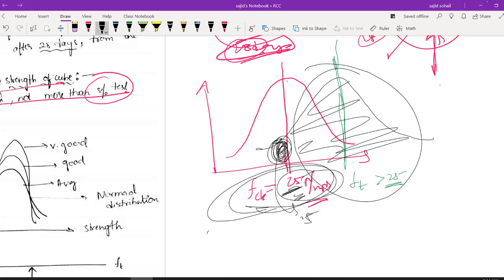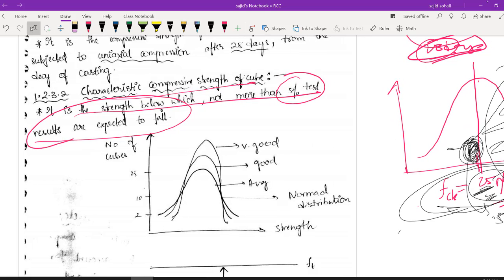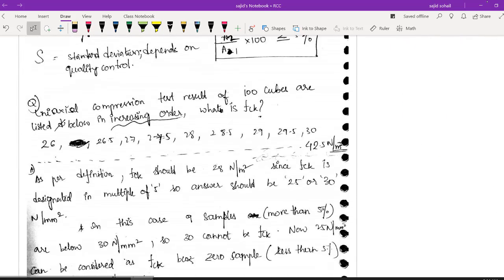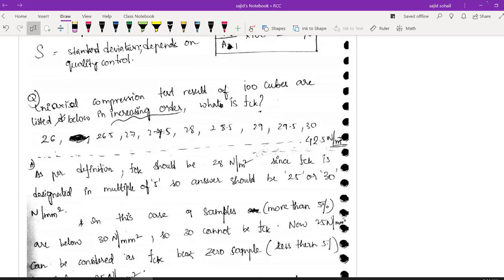What is this characteristic strength? Let us be very clear again. It is the strength below which not more than 5% of test results are expected to fail. I hope you got the concept. So let us be very clear. If I am giving you 100 cubes, okay, how many cubes have I given? 100 cubes.